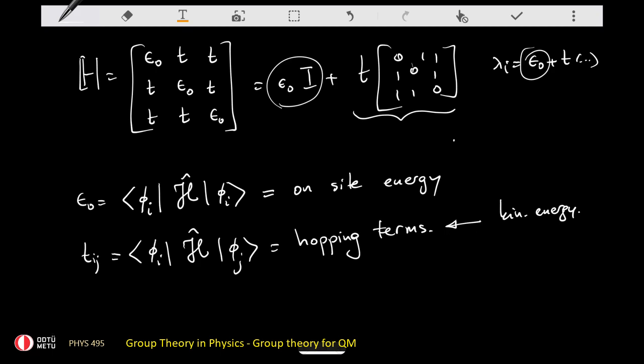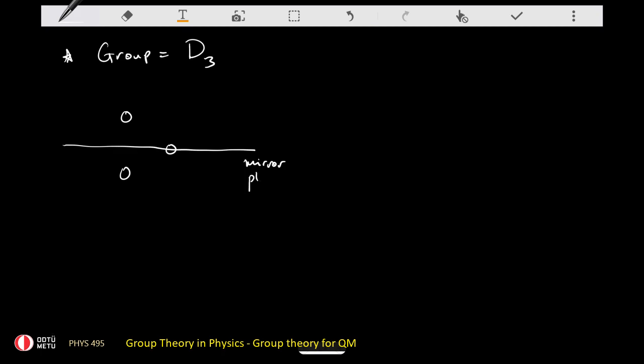Okay, so what's the group theoretical point of view? We have a group, the symmetric group D3. You can think of it like this. We have some kind of a mirror plane in here. This is a plane, and since the molecule is three-dimensional, I couldn't draw the plane. So when we are mirroring these, this 2 and 3 are exchanged. So therefore their orbitals are exchanged.